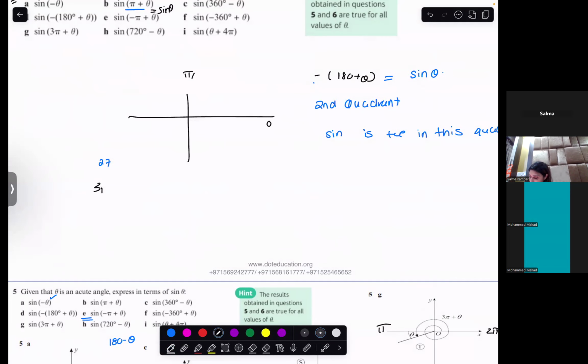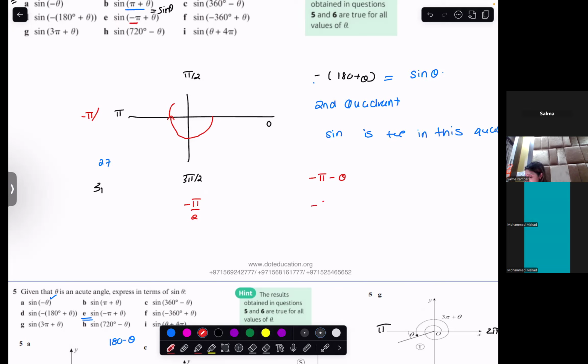This would be 0, pi by 2, pi, 3 pi by 2. And if I go in the negative direction, it's minus pi. So this would be 0, minus pi by 2, and this is minus pi. Minus pi plus theta: I start from here, anti-clockwise, I go over here. This is minus pi. If I go further up, it would become minus pi minus theta. Why is that?